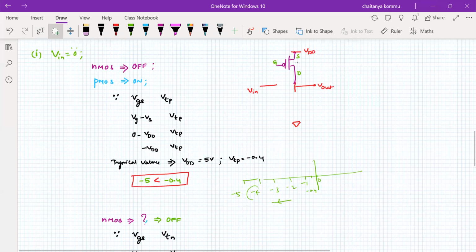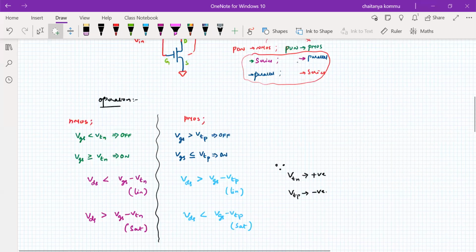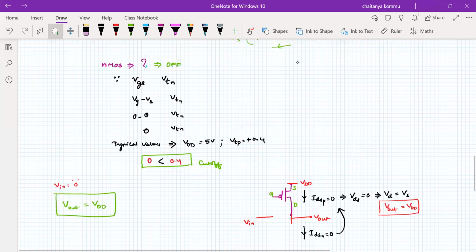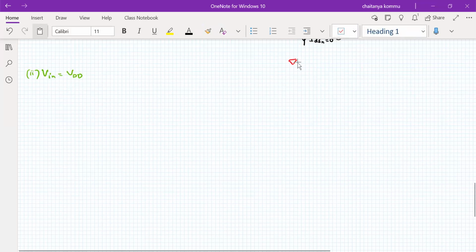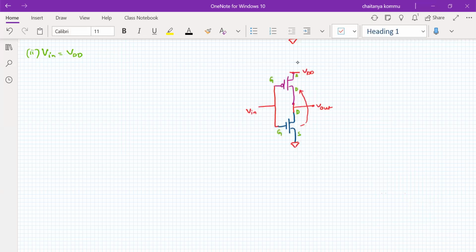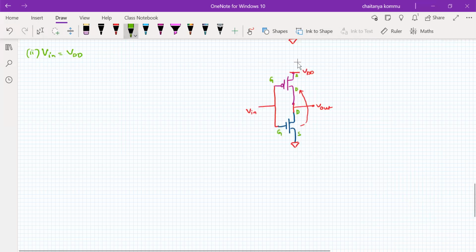Just recall. So let us copy this one and paste it here. Now the thing is that I'm applying here is VDD. What is the output voltage that I'll get here? That's the question. So the same scenario we apply for an NMOS transistor.